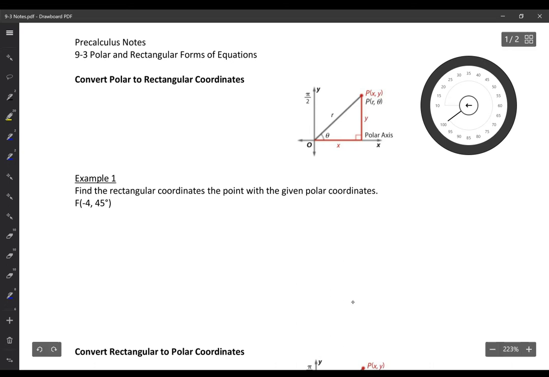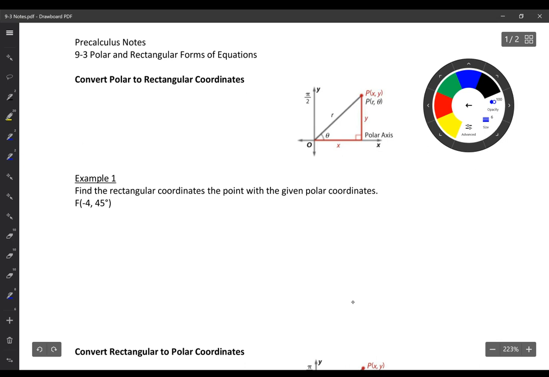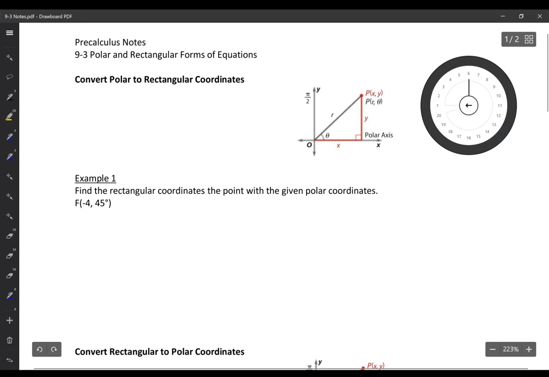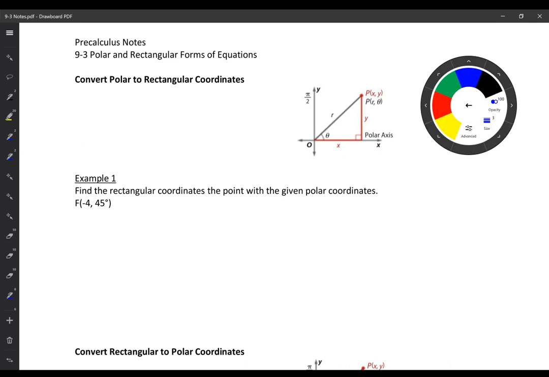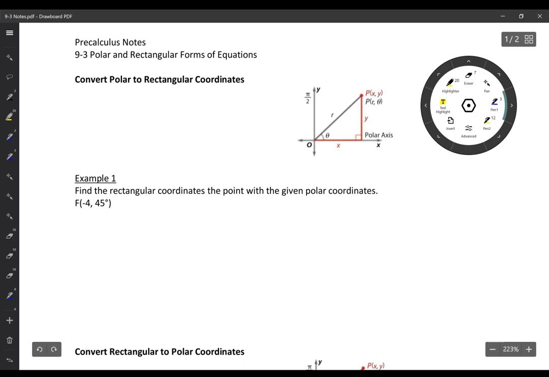Pre-calculus notes 9.3, polar and rectangular forms of equations. So today we're looking at converting back and forth as our big theme. We got really comfortable with polar coordinates and how they work in 9.1, and now we're looking at converting points back and forth, converting equations back and forth between polar and rectangular. First we're going to look at converting from polar to rectangular.